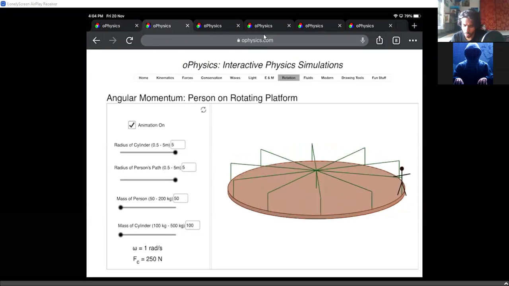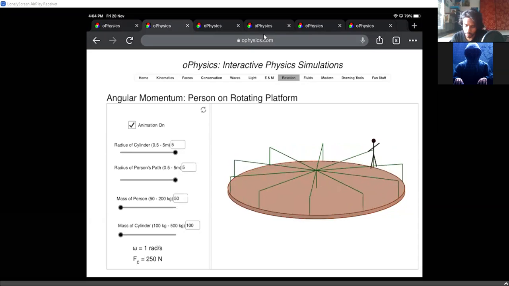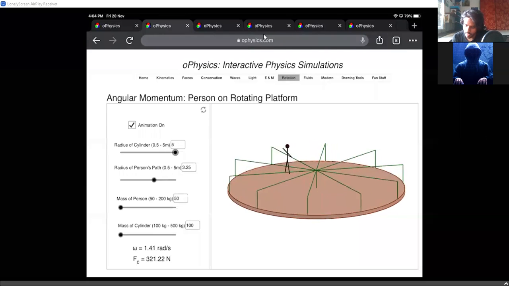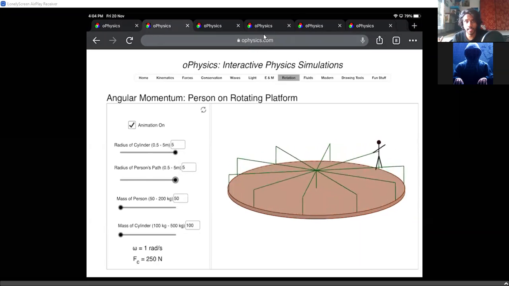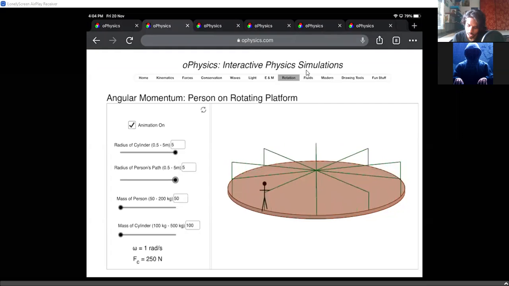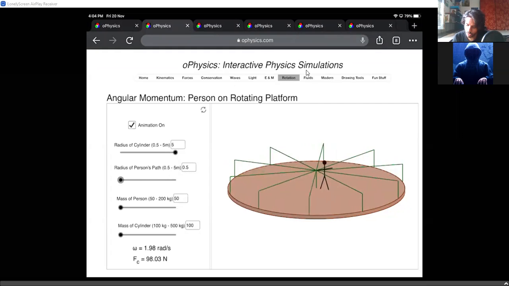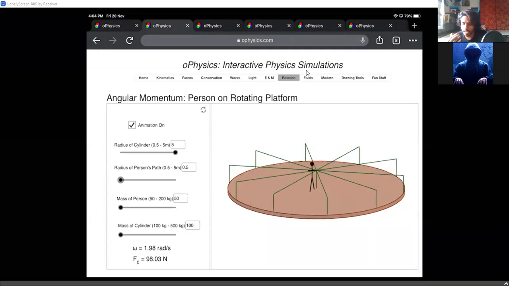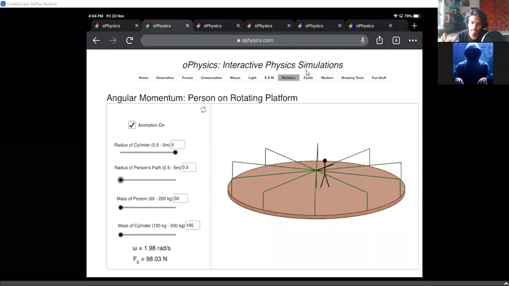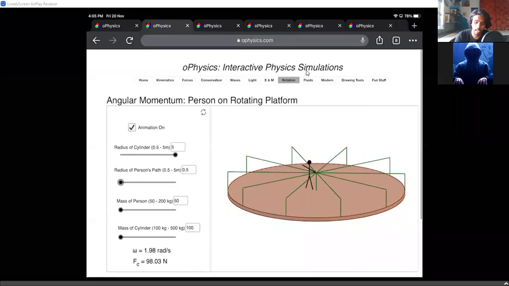So we remember this problem where you conserve the angular momentum. You can change the size of the disk. You can change the man's position. If I put him at the extreme, you can clearly see that the whole disk is going with a very low angular velocity, and if I pull him close, you can clearly see the disk has gained some angular velocity, right? So this is basic conservation of angular momentum. It is there on the website ophysics.com. Go ahead and check it.